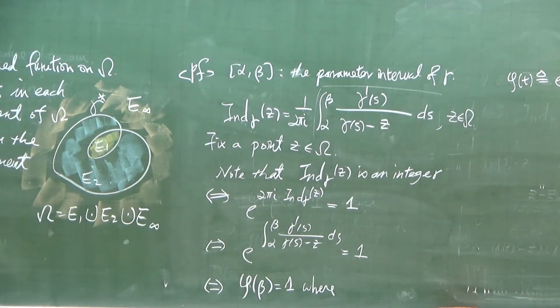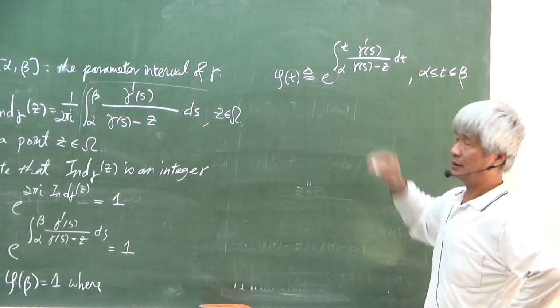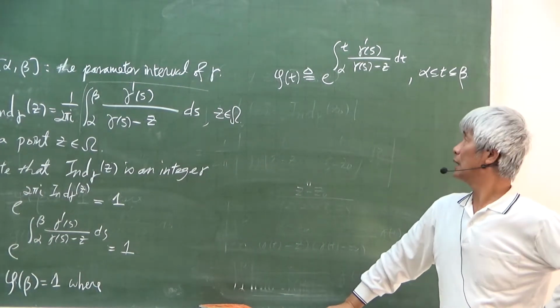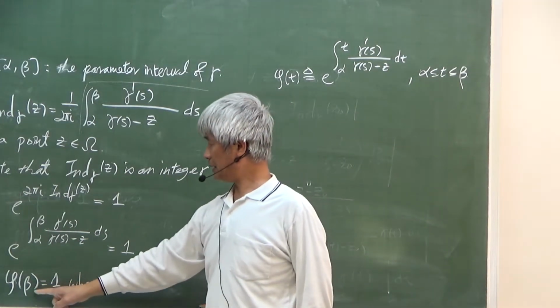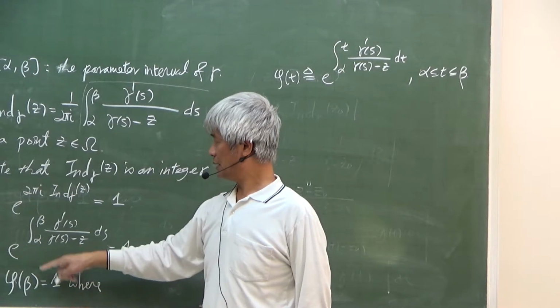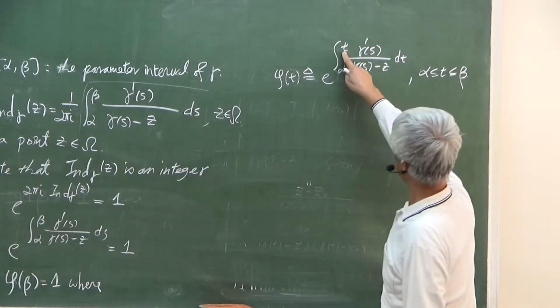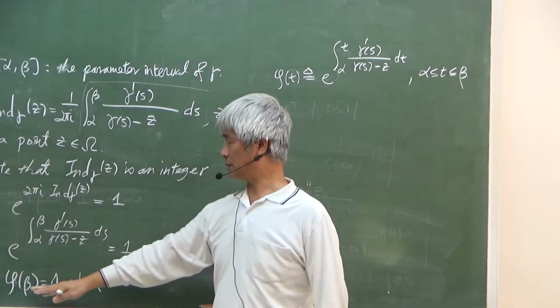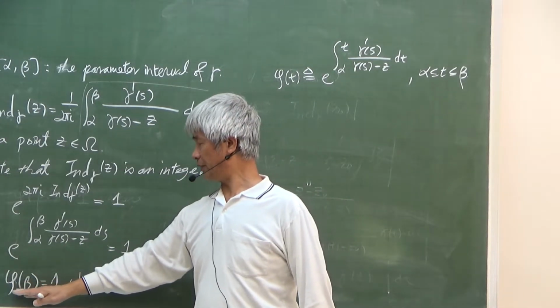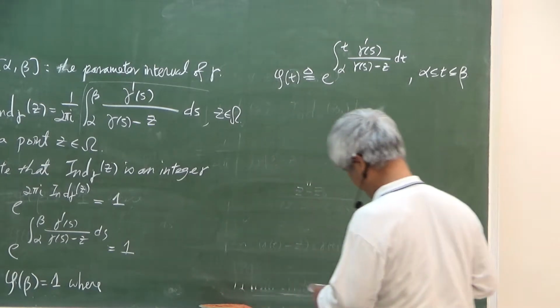So we define a function of t in terms of the complex function. The function when t equals beta should be equal to 1, because when t equals beta, this is exactly equal to the expression here, so it's equal to 1. So phi of beta equals 1.